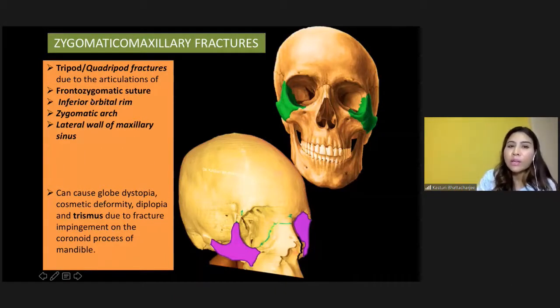But when it involves the frontozygomatic suture and also affects some part of the frontal bone, then it becomes a quadrupod fracture. This fracture is very serious, because along with the cosmetic aberration, you have Whitnall's tubercle here, so any injury to Whitnall's tubercle will lead to dystopia from the lateral canthal tendon. But what dangerous thing can happen? Trismus, because a fracture might impinge upon the coronoid process of the mandible. So trismus is very common with a ZMC fracture.